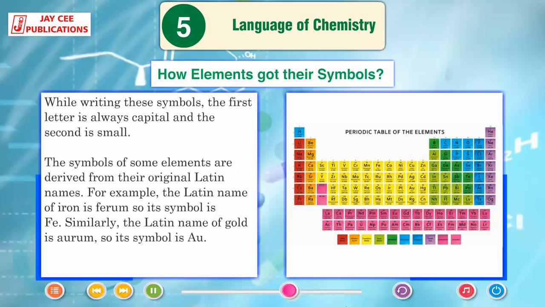The symbols of some elements are derived from their original Latin names. For example, the Latin name of iron is ferrum, so its symbol is Fe. Similarly, the Latin name of gold is aurum, so its symbol is Au.